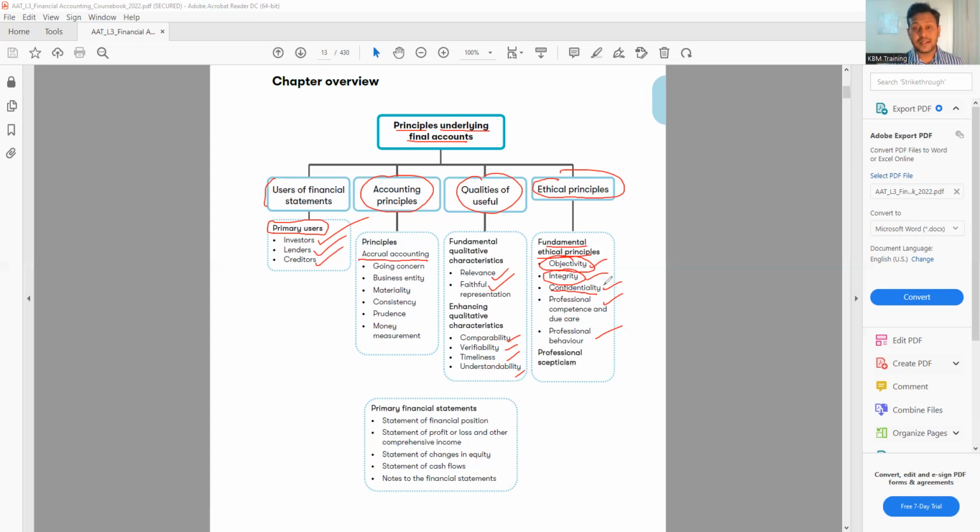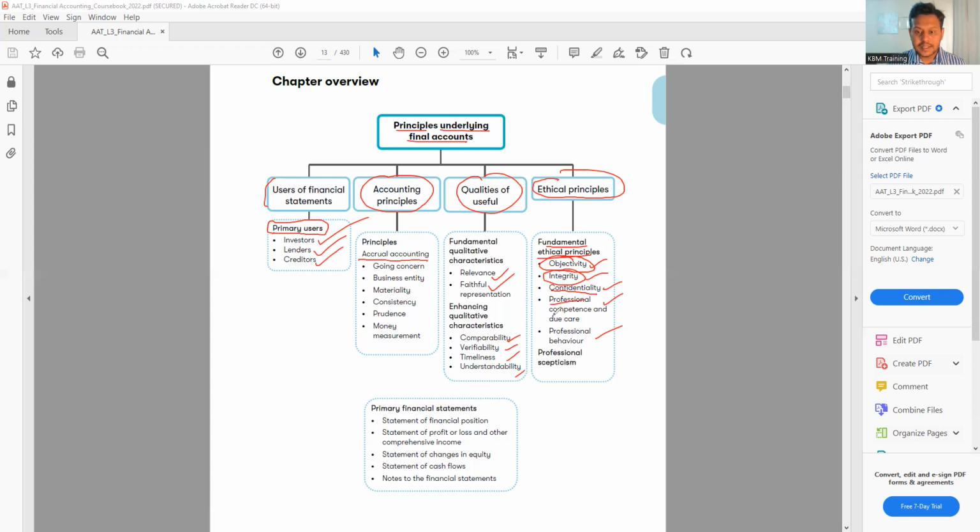Number two is if it is against the public interest. For example, if you know your client is doing money laundering, or your client is involved in something that is damaging the environment, in this sort of thing only, you are allowed to tell the authority. Other than that, you are not allowed to share the client information with anyone.